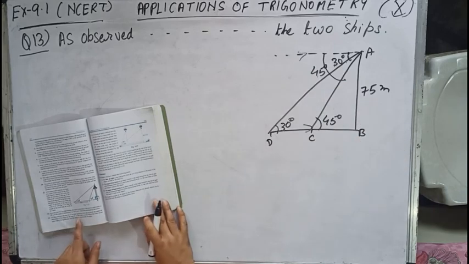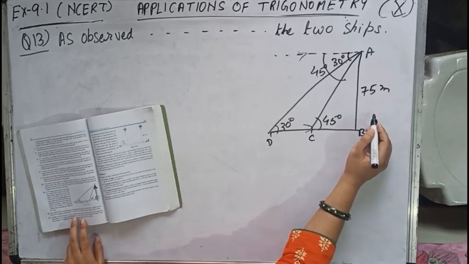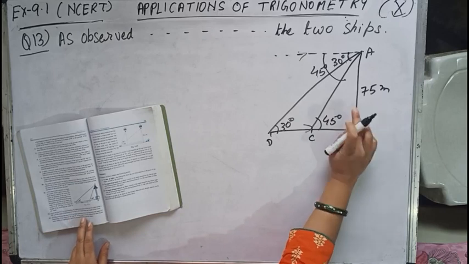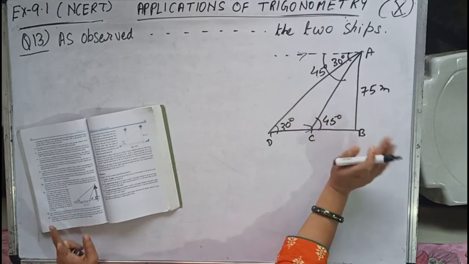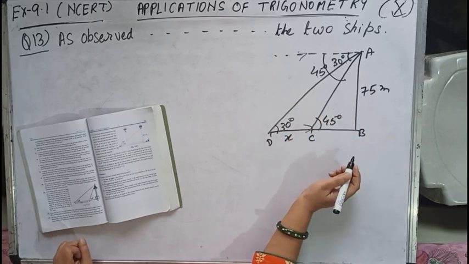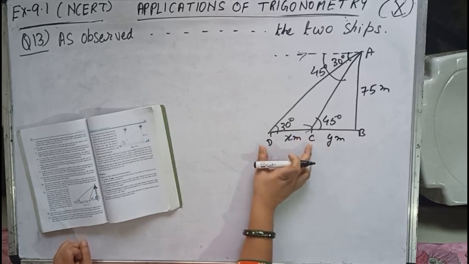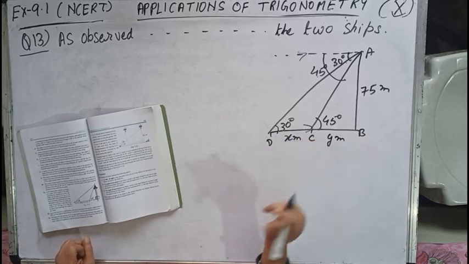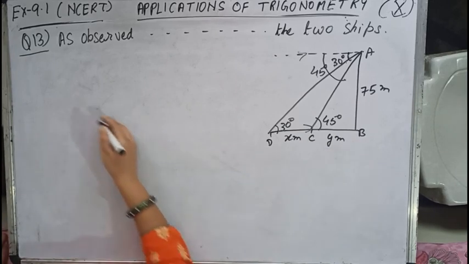So what we have to do, if one ship is exactly behind the other on the same side of the lighthouse, find the distance between the two ships. This length is given 75 meter. The angle of depression of the two ships are this and this. If one ship is exactly behind the other, find the distance between the two ships. Simply we have to find this distance x. Let us suppose that this distance is y meter. So actually we have to find x, but if we will not find y, we cannot find x also. So I have named this BC length as y meter.